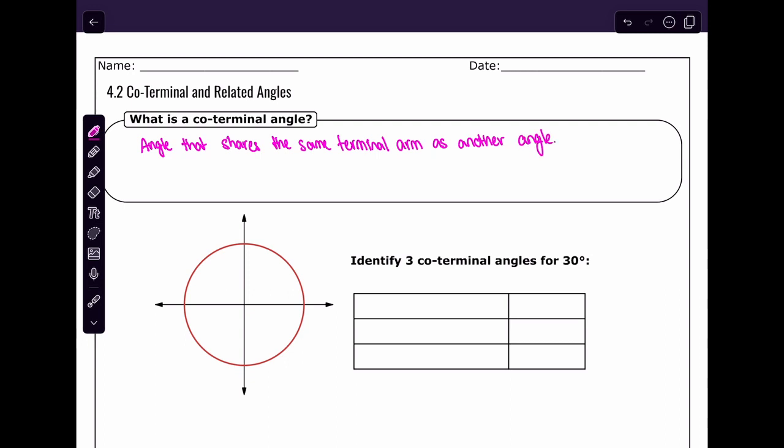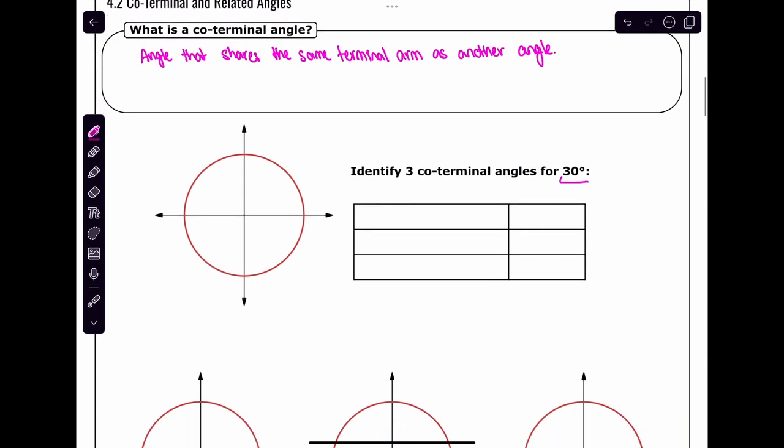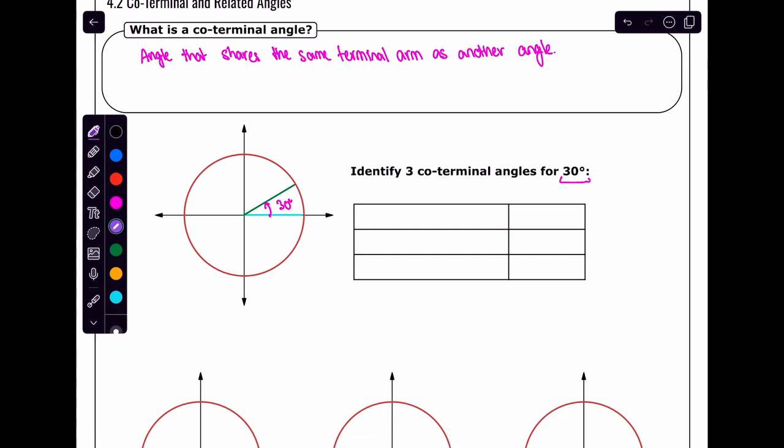So starting with 30 degrees here, let's start by plotting that. First, we'll have our initial arm here. Then we'll draw the terminal arm somewhere around here. So that's going to be 30 degrees. But now we want to identify 3 coterminal angles for 30.